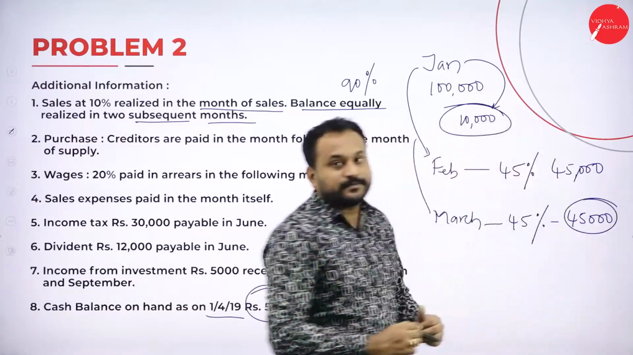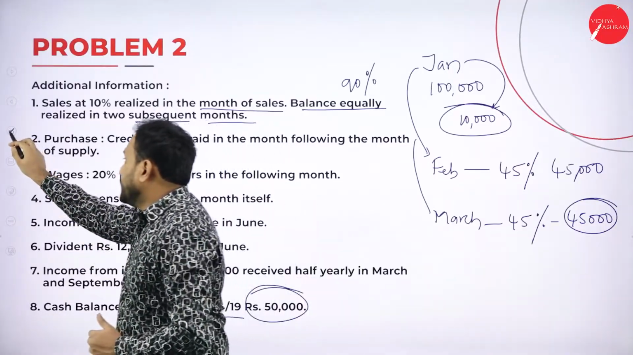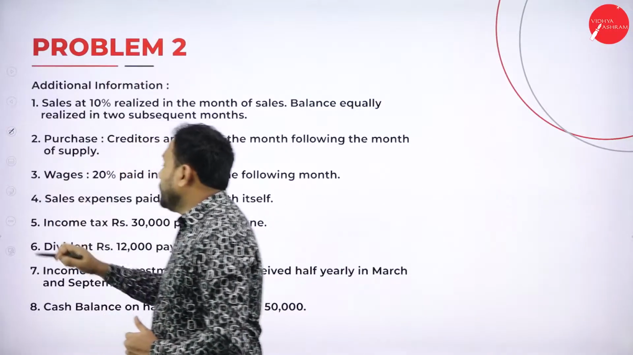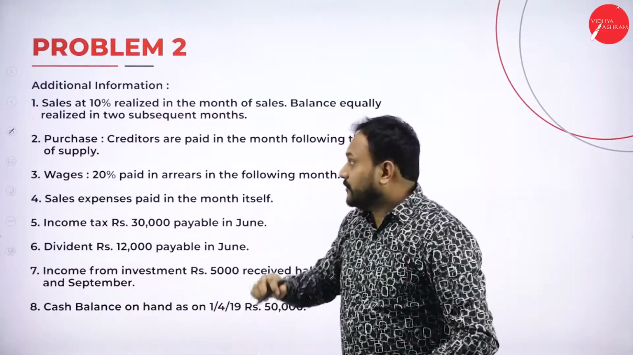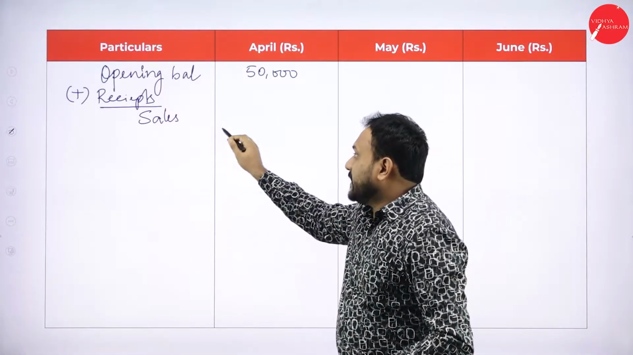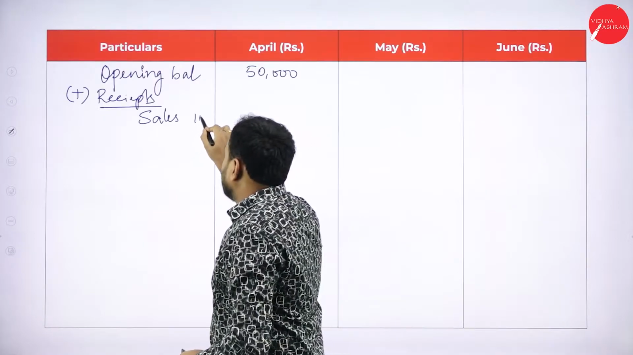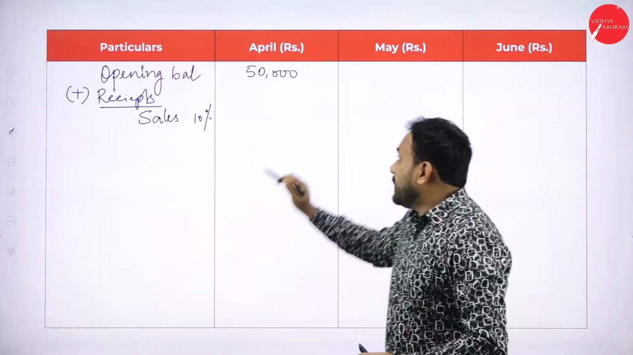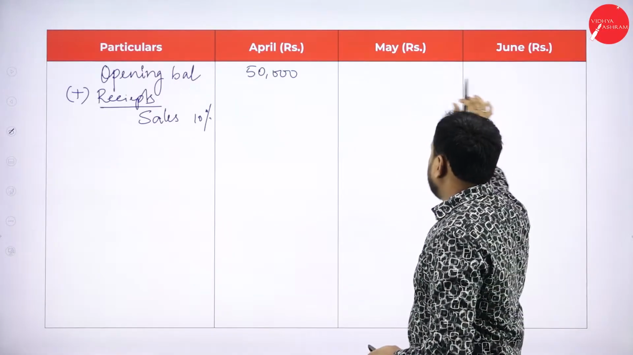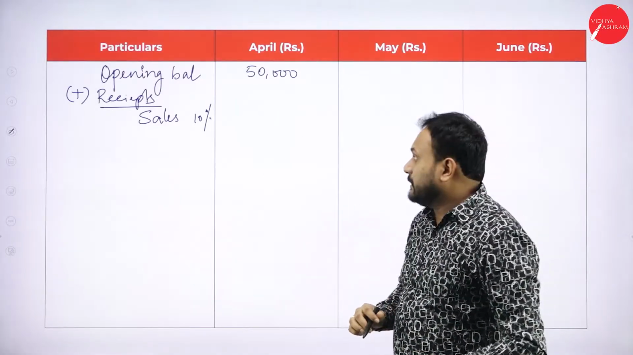This is what it is, right? So I'll just erase here. I just gave you the example. Now let's go with the sales at 10%. So firstly here I'll write sales, but here I'll go with 10%. We are preparing for the month of April, May, June. So let's go with April, May, June.